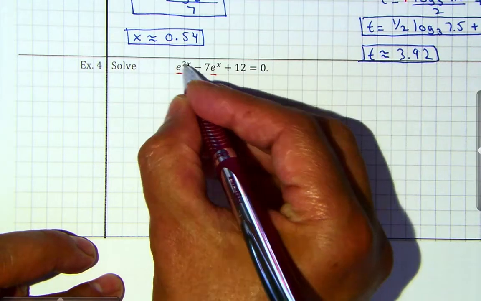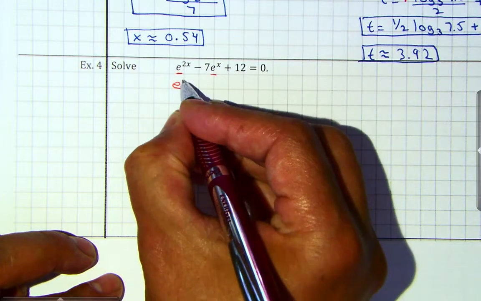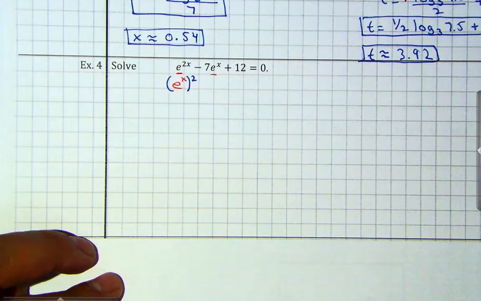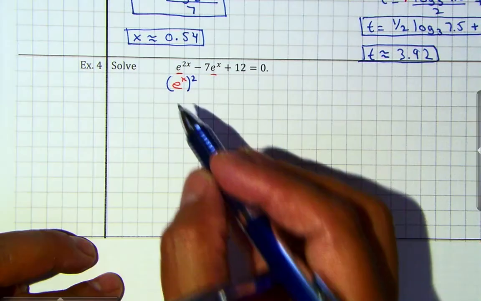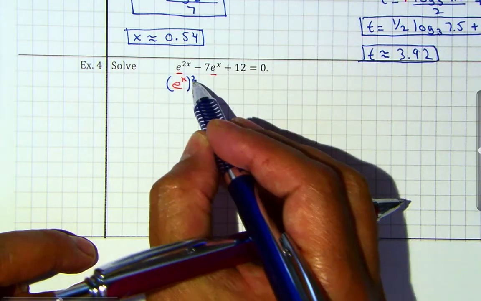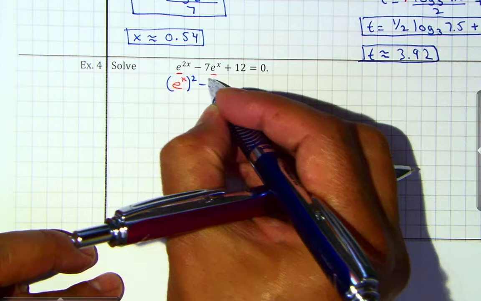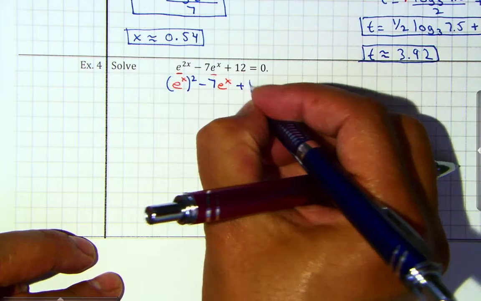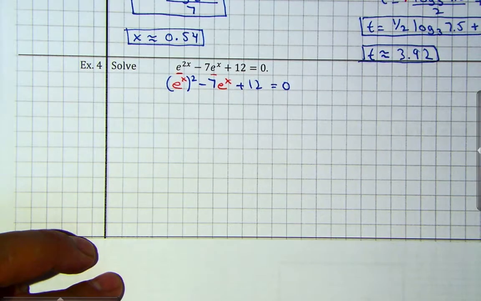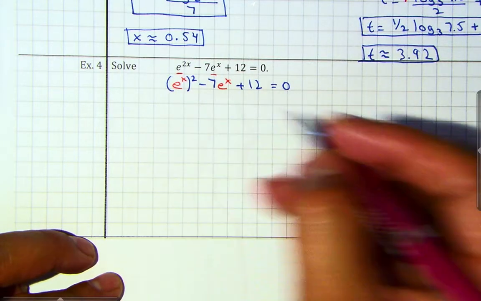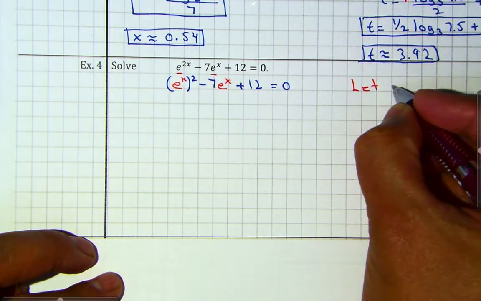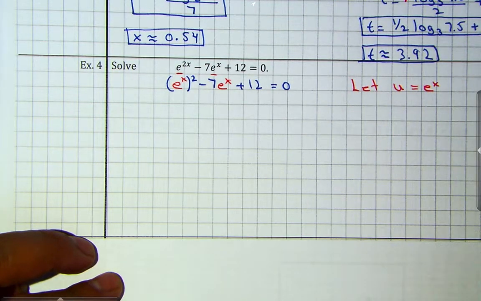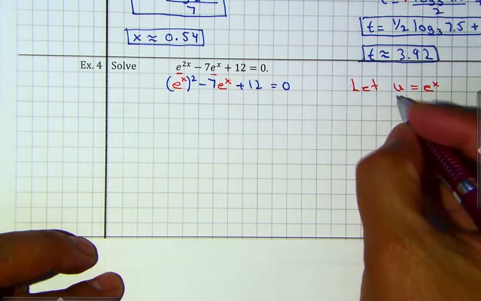We are going to rewrite this as e to the power of x squared. So is that equivalent? Yeah, that is the same, correct? 2 times x is 2x. Minus 7 e to the x power plus 12. And now what we're going to do, we are going to do a replacement. We are going to let u equals e to the x power. So therefore, instead of e to the x, we're going to replace it with u.